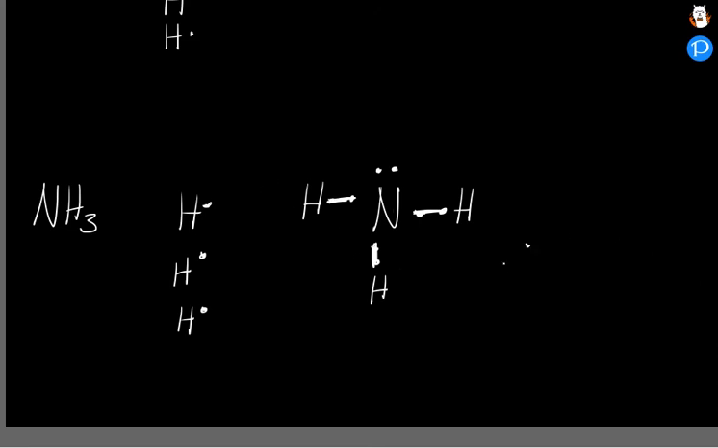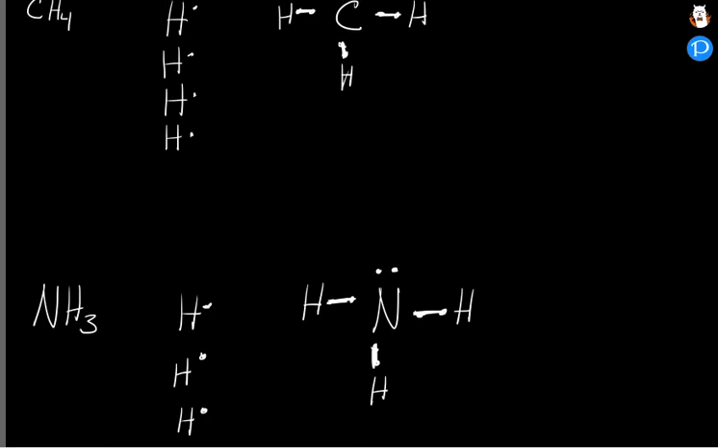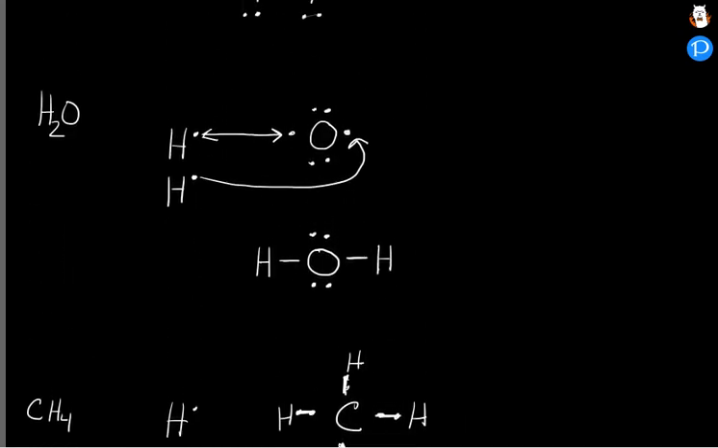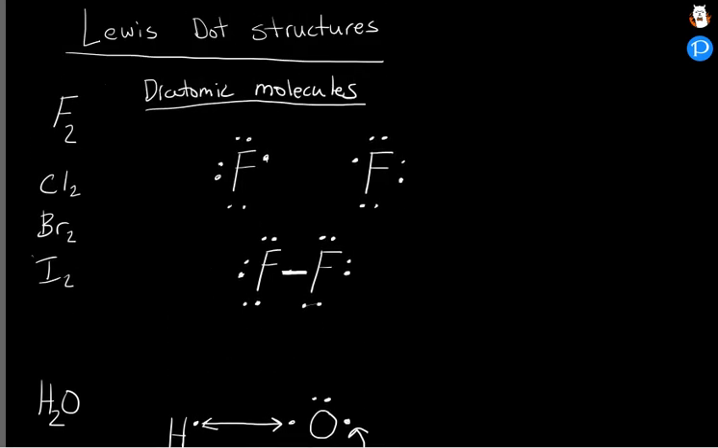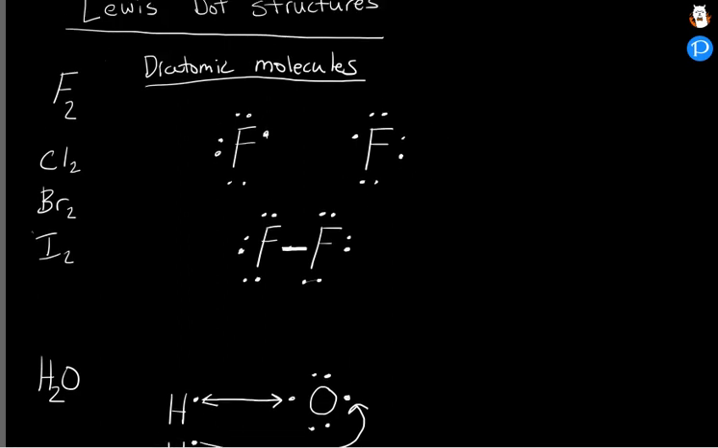Now, these are all just single bonds that we've been looking at for all of these, okay? So a single bond is just 2 electrons that are shared between each one. We're going to get into double bonds and triple bonds next week, but for right now, we're just going to look at the single bond. And that is how we represent a single covalent bond with a Lewis structure.